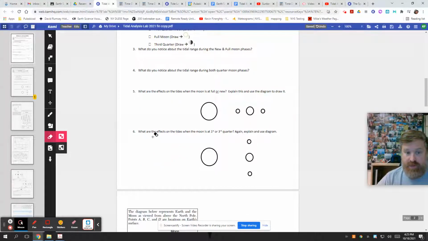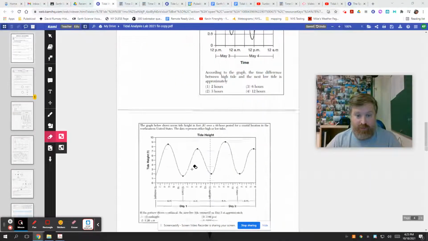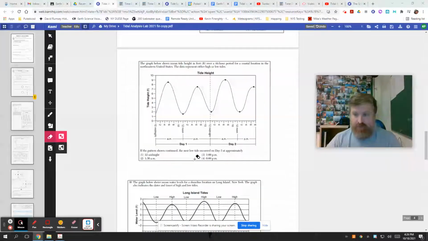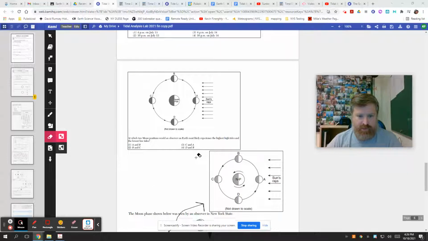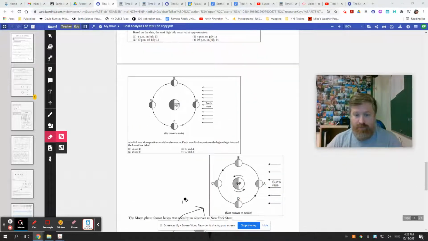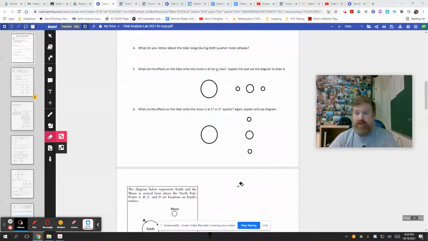What do you notice during the quarters? 5 and 6 steal right from your cheat sheet. Use it again. All right? And then questions will involve all the stuff we've done with tides. Some of it will be timing and figuring out how far the next one is. Some of it will be patterns. Some of it will be these orientations of the moon and the phases. All right. And with that, it's all done.